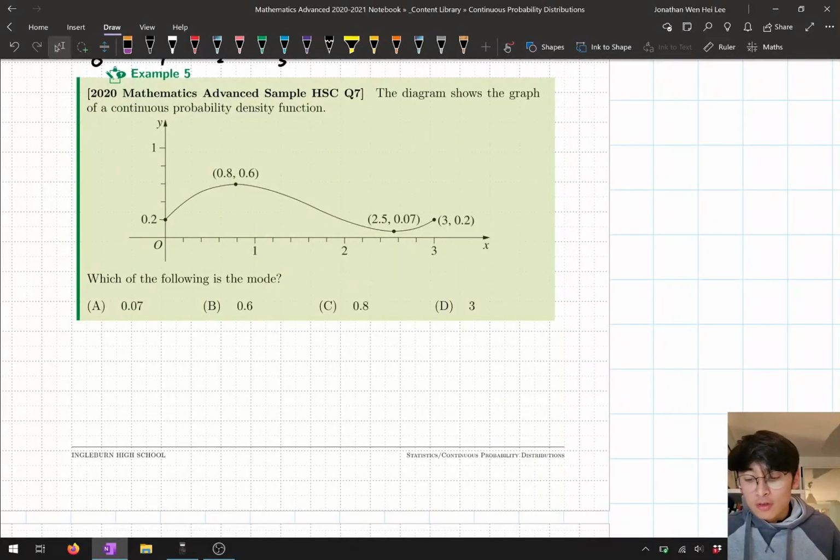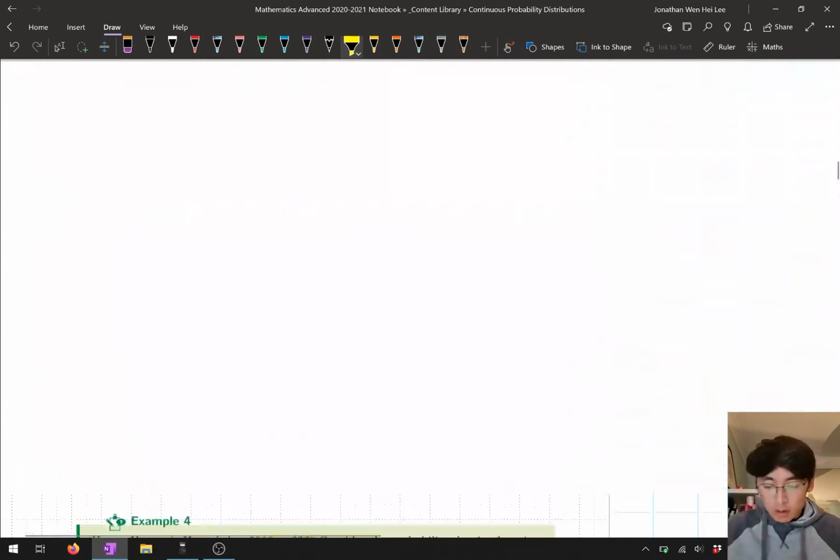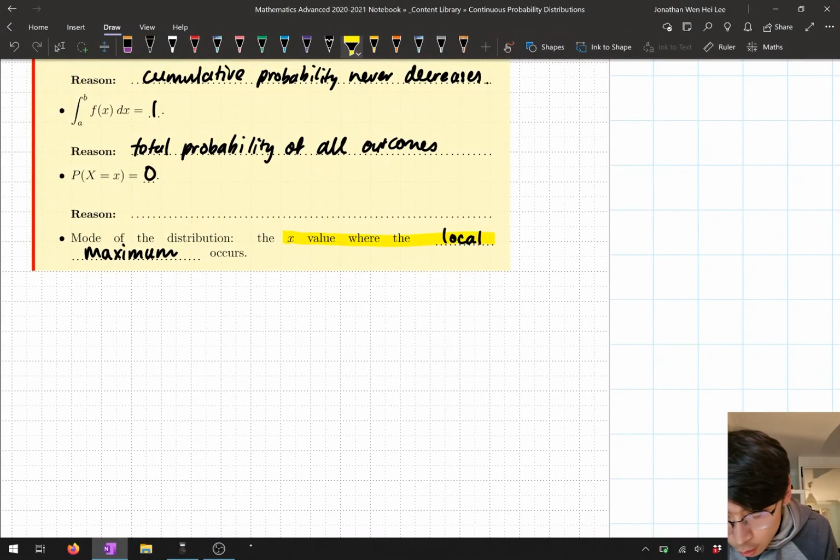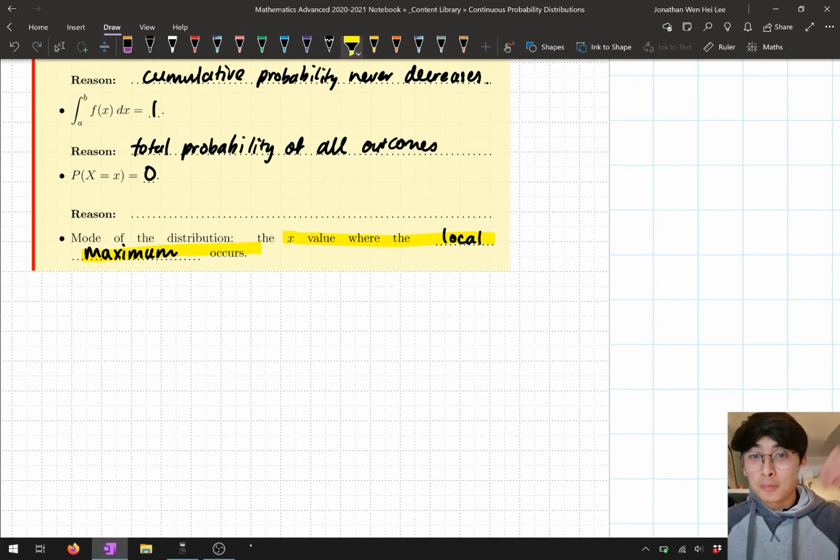The diagram shows the graph of a continuous probability density function below. Which of the following is the mode? Now the mode is the most common score. And what we said was that the mode, if you have a look at the notes above, is the x value where the local maximum occurs. So what we're looking for on our continuous probability density function is the local maximum, the highest point.